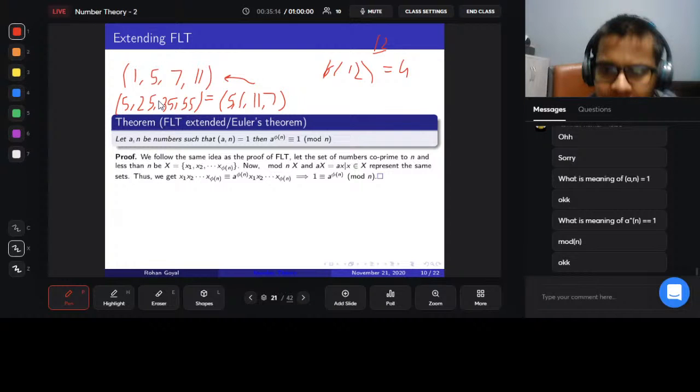So you have 1 into 5 into 7 into 11 is the same as 5 into 25 into 35 into 55. Now I can take out 5 from each term. So that gives me 5 to the 4, which is phi of n.